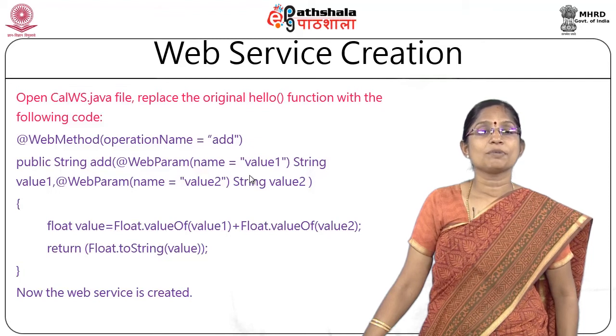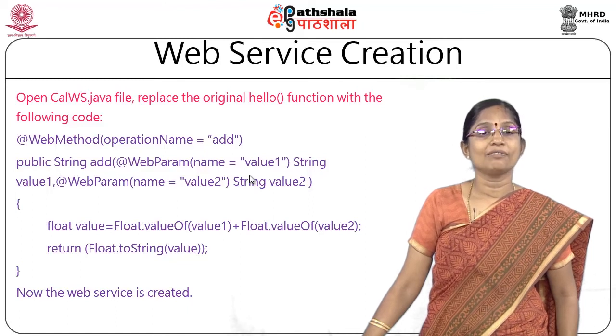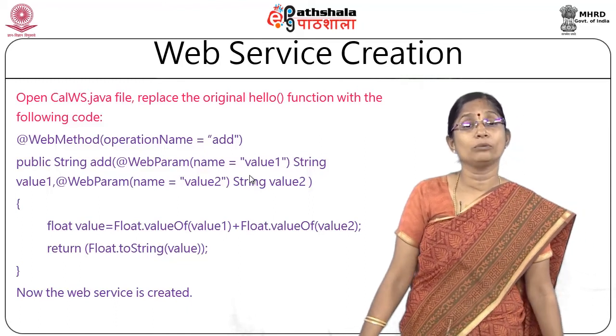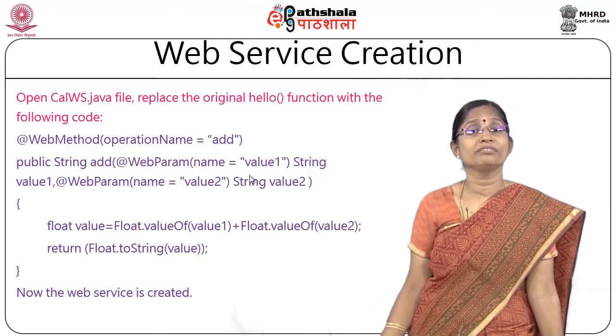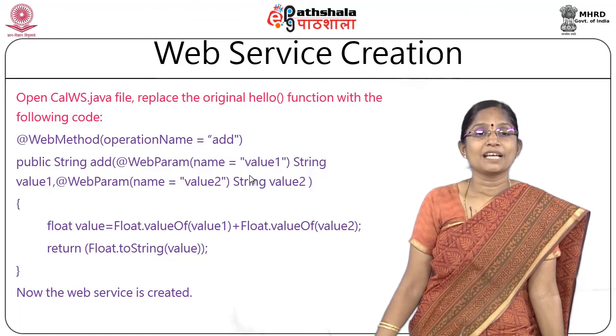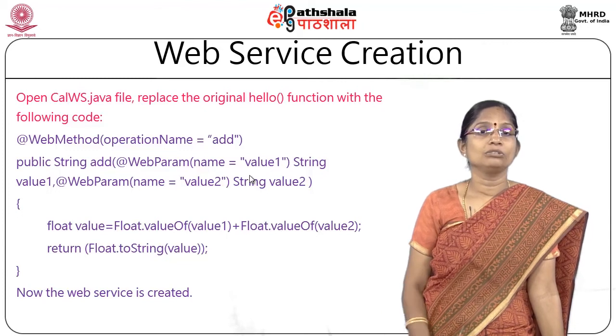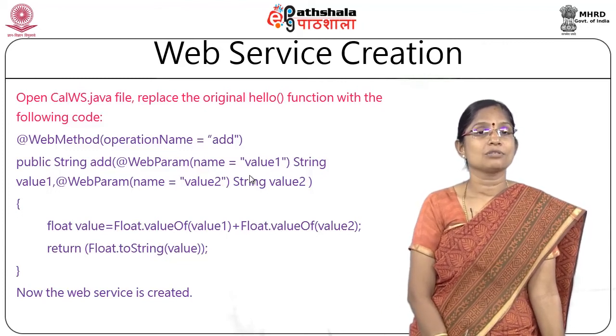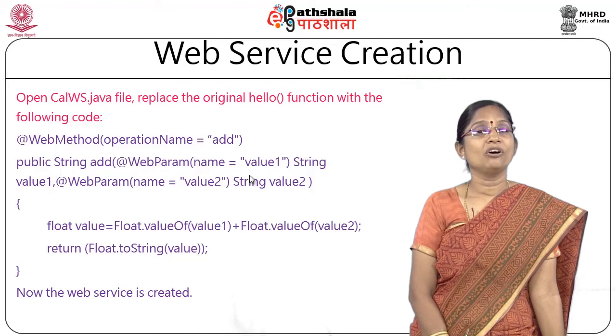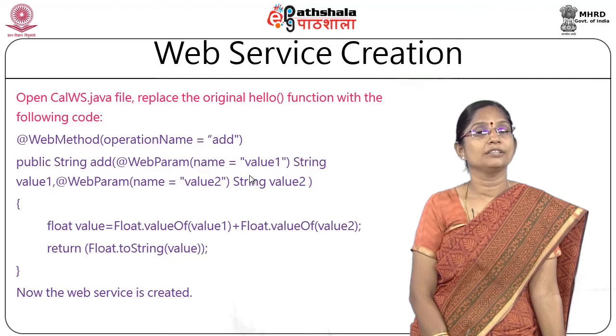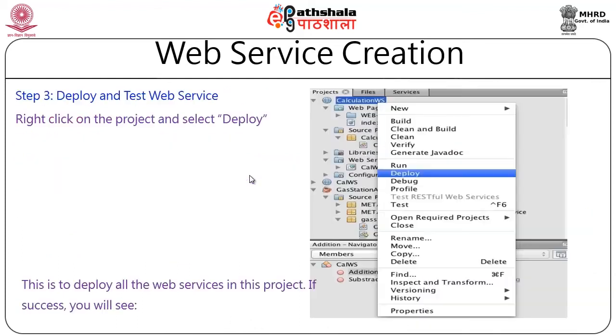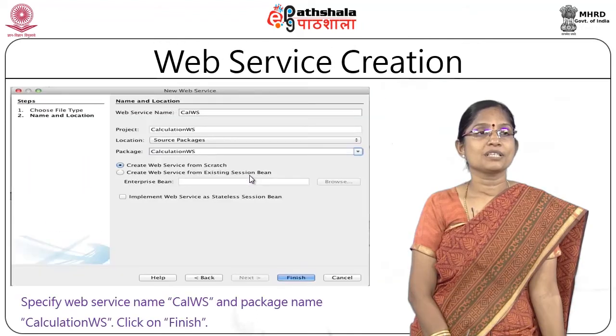The calculation behind this add operation is: float value equals the floating point value of value1 plus the floating point value of value2. Both of them are added and stored in the resultant value, and then this value is returned. Now the web service has been created for add. So with the project name and the web service name, we are going to add a method. By default, some of them would have a hello world function in the code, and that can be replaced by the add method. Now our web service has been created.